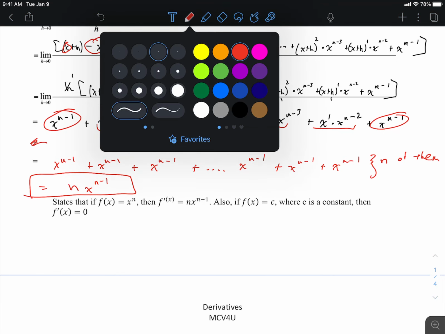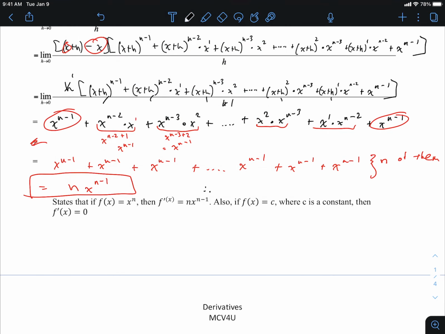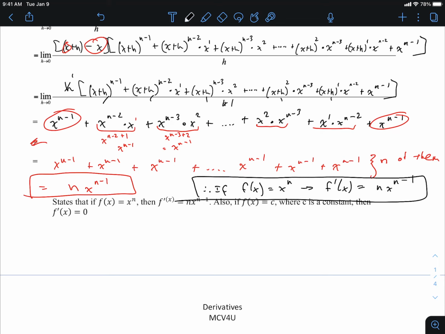And so we can say if f of x equals x to the n, then f prime of x will equal n x to the n minus 1. This is your power law rule that you will use. It's the simplest of them all, but nonetheless, it gives us a starting point, right? We can also see that if this was a constant, we would get f prime of x equal to 0. Okay, that's important to note as well.